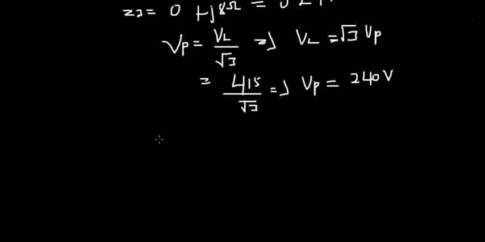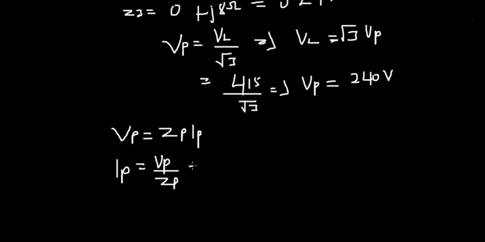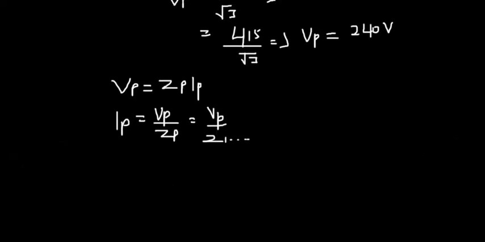These calculations are quite simple. We just pick up our VP, which is equal to ZP times IP. So let's make IP the subject. We have VP divided by ZP, but here we are using VP divided by Z1, Z2, and then Z3. Let's continue from there.